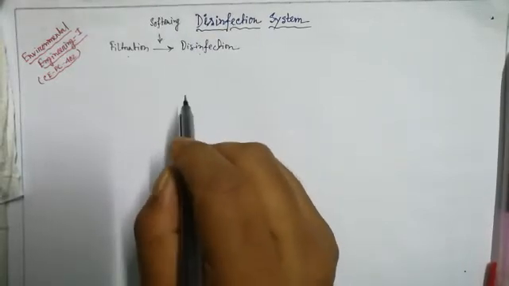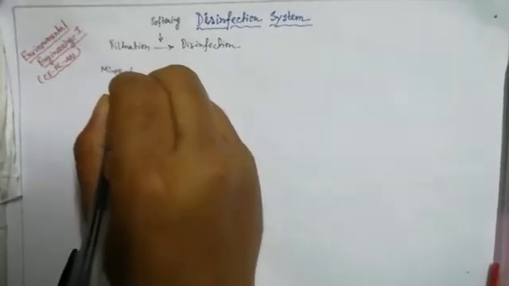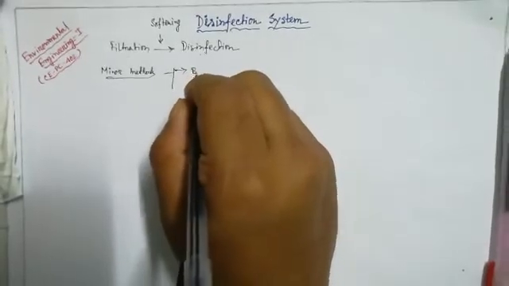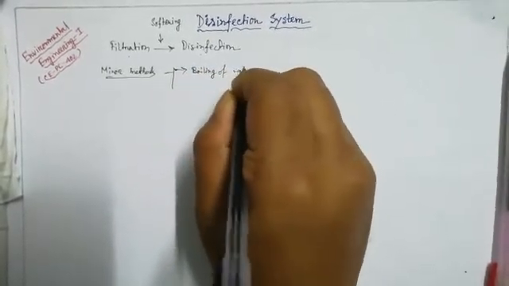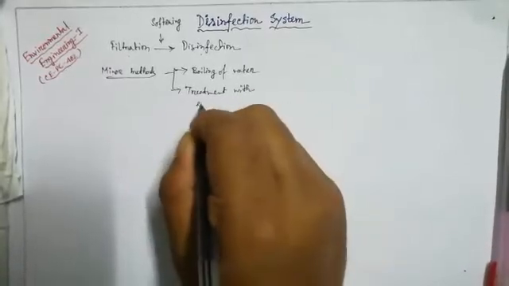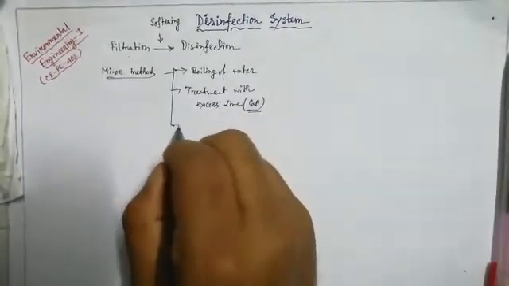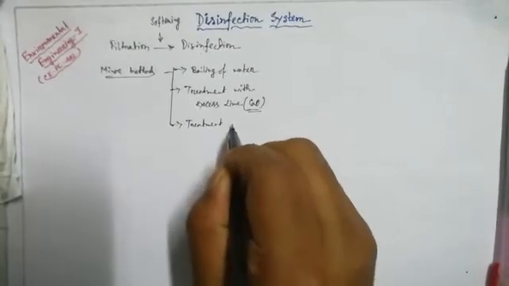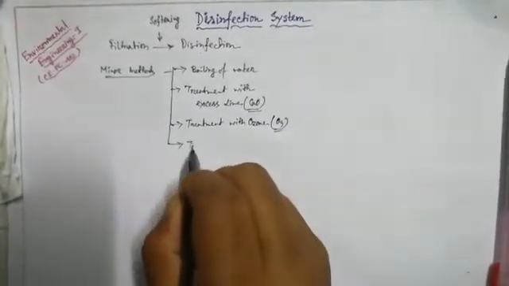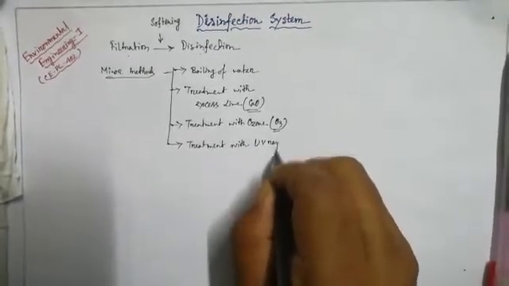This disinfection process is generally done by different types of methods. First of all, some minor methods. In case of minor methods, first one, boiling of water. Then treatment with excess lime. Lime means calcium oxide, pure calcium oxide. Then treatment with ozone, that is O3. Next, treatment with UV ray. These are the minor methods.